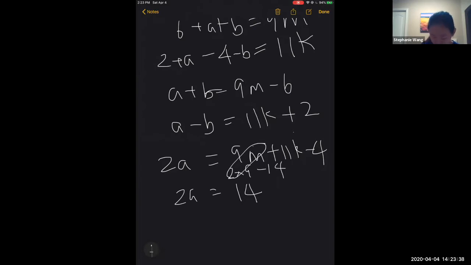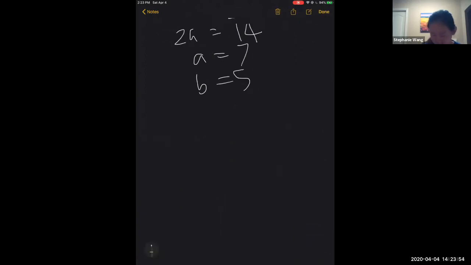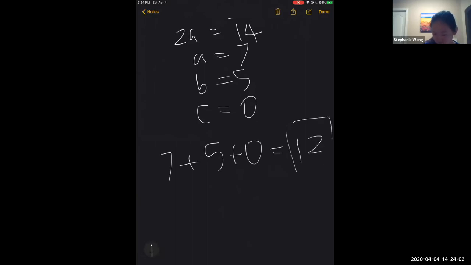And we find that when m equals 2 and k equals 0, it works. So we get a equals 7. And then if we plug it into the earlier one, we get b equals 5. I'm not going to actually plug it in because I trust that you know how to do that. Then we have c equals 0 from earlier. So we have 7 plus 5 plus 0 equals 12. So that's our answer.